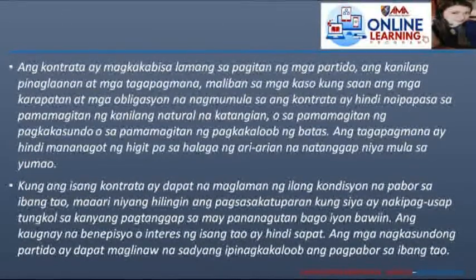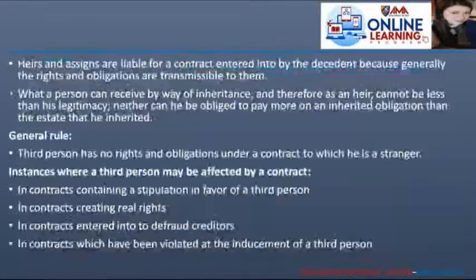Next, paragraph 2. Kung ang isang kontrata ay dapat na maglaman ng ilang kondisyon na pabor sa ibang tao, tawag natin doon third person, maaari niyang hilingin ang pagsasakatuparan kung siya ay nakipag-usap tungkol sa kanyang pagtanggap sa may pananagutan bago iyon bawiin, bago yun i-revoke. Ang kaugnay na benepisyo o interes ng isang tao ay hindi sapat. Ang mga nagkasundong partido, contracting parties, ay dapat maglinaw na sadyang ipinagkakaloob ang pagpabor sa ibang tao or third person.